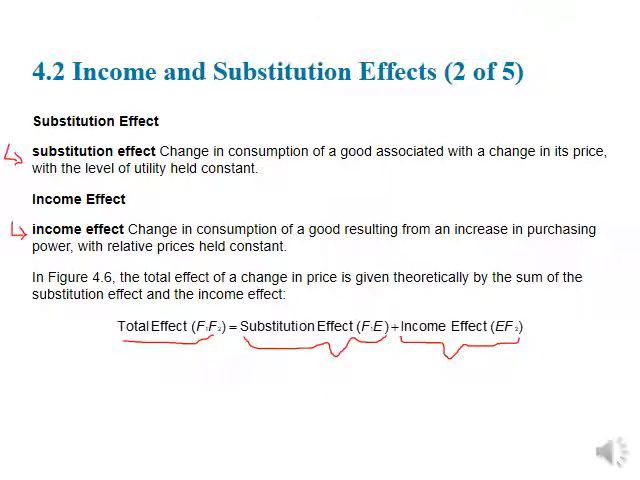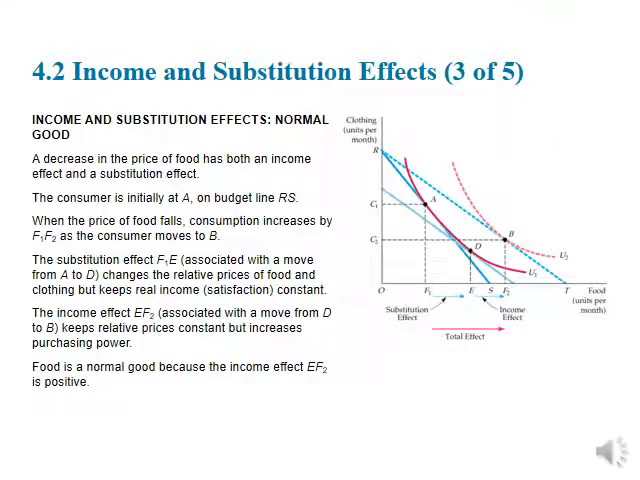The income effect is the change in consumption of a good resulting from a relative increase in purchasing power with prices held constant. Keeping in mind that when a good is cheaper, it is both relatively cheaper and we are relatively wealthier. Let's start to decompose these effects if we have a normal good. And remember, a normal good is one that as income goes up, consumption goes up as well. So given that this is a normal good, we should expect to see a positive income effect.